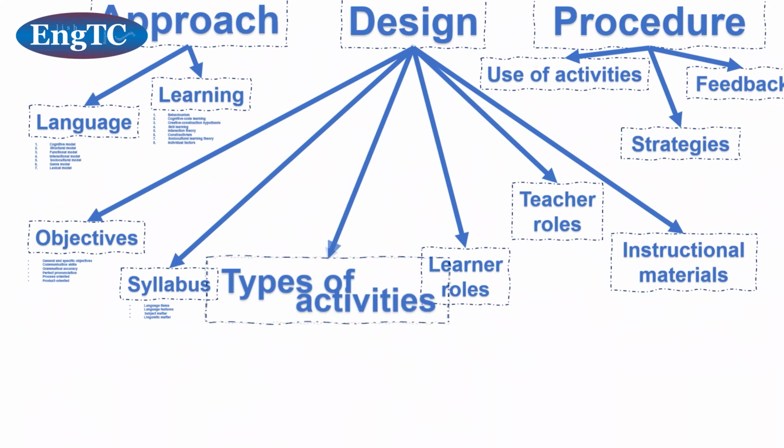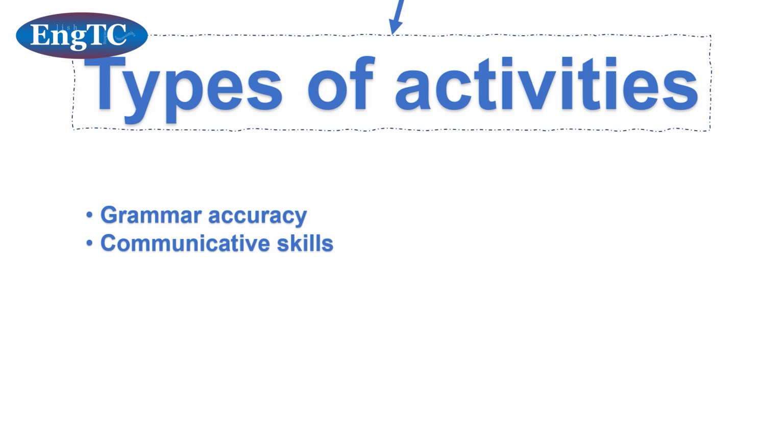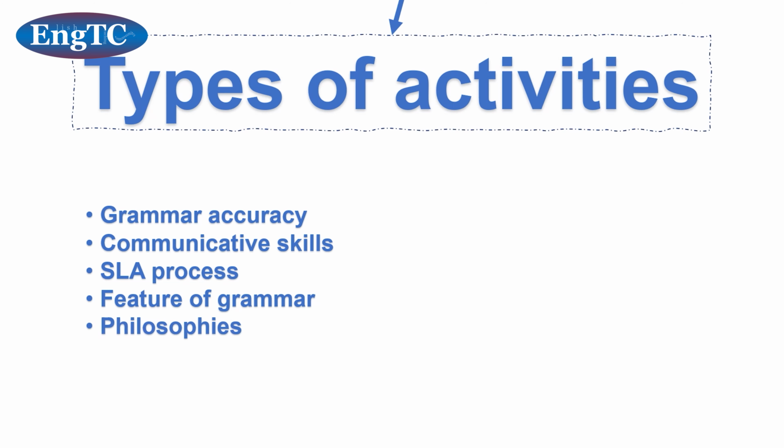When it comes to the types of learning and teaching activities, those that focus on grammatical accuracy may be quite different from those that focus on communicative skills. Activities designed to activate specific second language acquisition processes, such as noticing, will differ from those directed toward mastery of particular features of grammar. The activity type that a method advocates often serves to distinguish methods and approaches most clearly. Different philosophies at the level of approach may be reflected both in the use of different kinds of activities and in different uses for particular activity types.